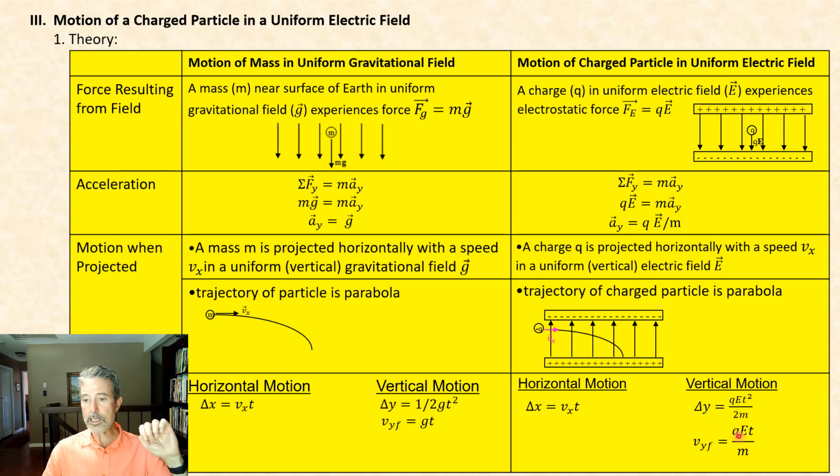So here we see that when you're solving problems for charged particles moving in uniform electric fields, remember that you already know the physics here. Everything is completely analogous to the case of the mass moving in a gravitational field.